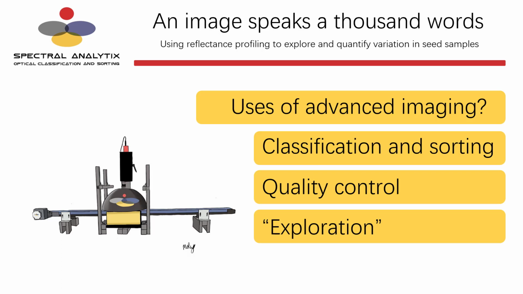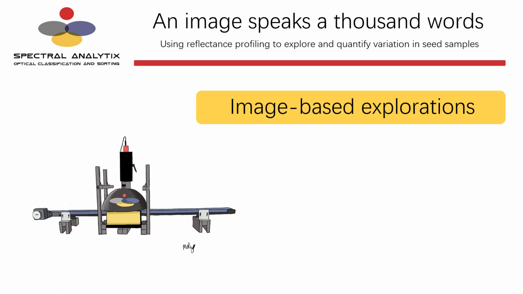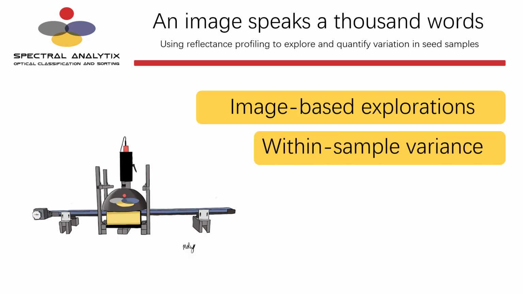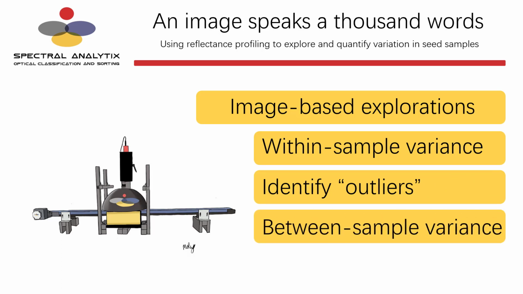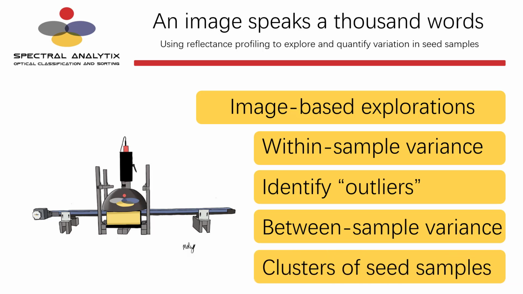within our samples. And when we talk about image-based exploration of seeds, it can serve many different important purposes. We can look at within sample variance. We can try to identify outliers within a sample. We can look at between sample variance, and we can also try to find clusters among multiple samples.